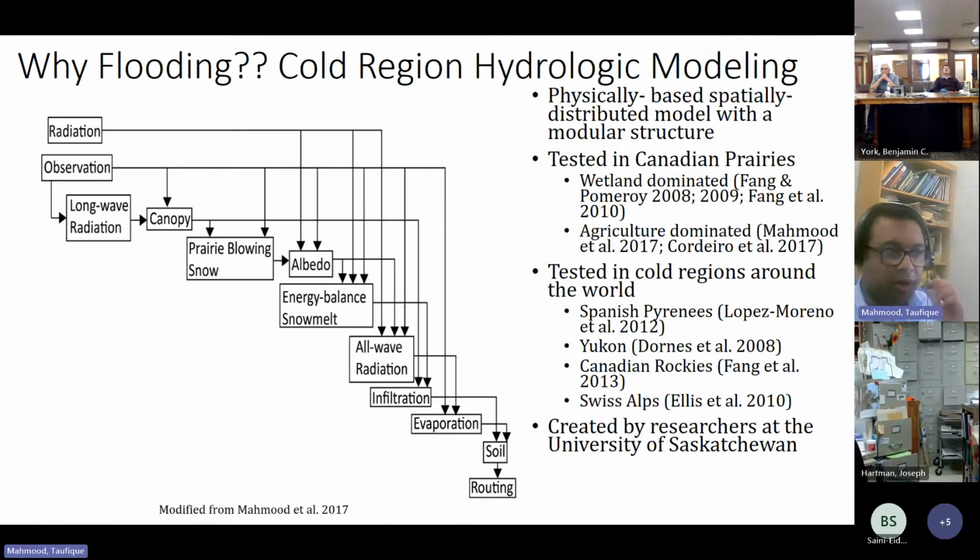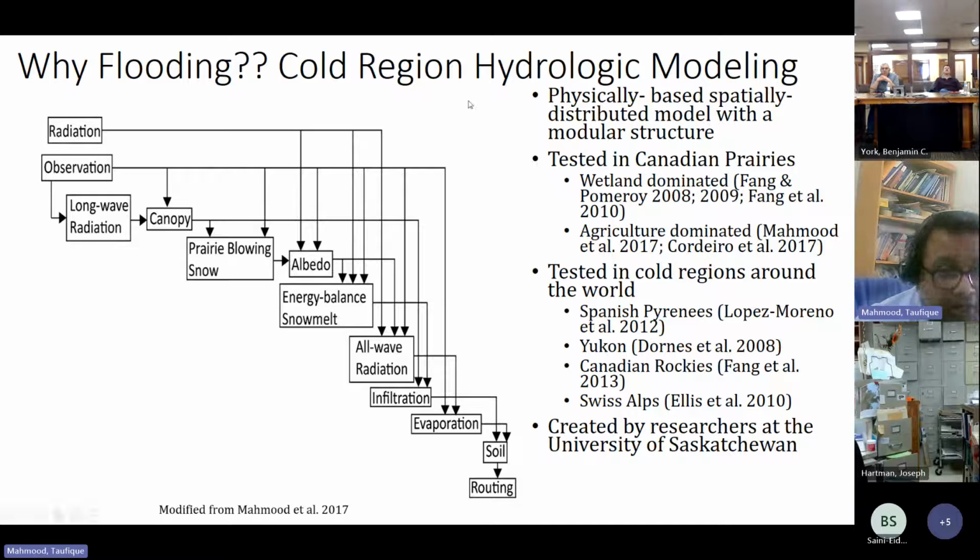We try to model this through a physically based cold region hydrologic model in a headwater basin draining to Lake Alice, called Mahmood Basin. A brief introduction to the cold region hydrologic model: it was developed by researchers and scientists at the University of Saskatchewan. I was one of the postdocs in that group before I joined the University of North Dakota.